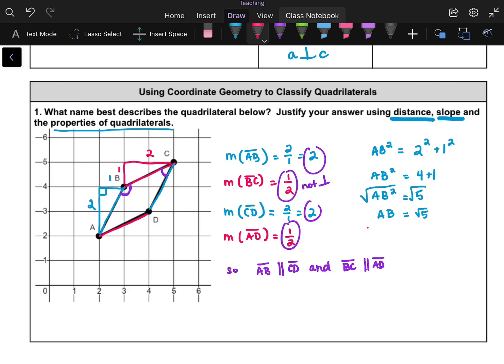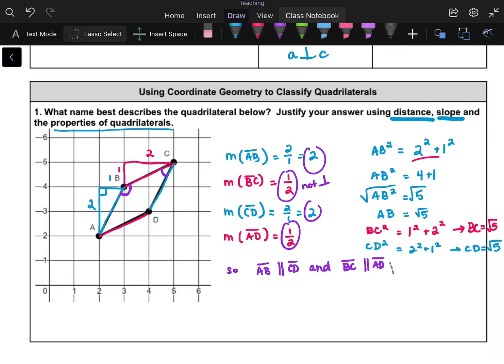Our next side that we have is BC, so side BC squared is equal to 1 squared plus 2 squared. These are the same numbers as above, so this will also tell me the length of side BC is equal to the square root of 5. Setting this up for all of our other sides will actually show us the same thing. So the length of side CD is also equal to 2 squared plus 1 squared. So the length of side CD is equal to the square root of 5.